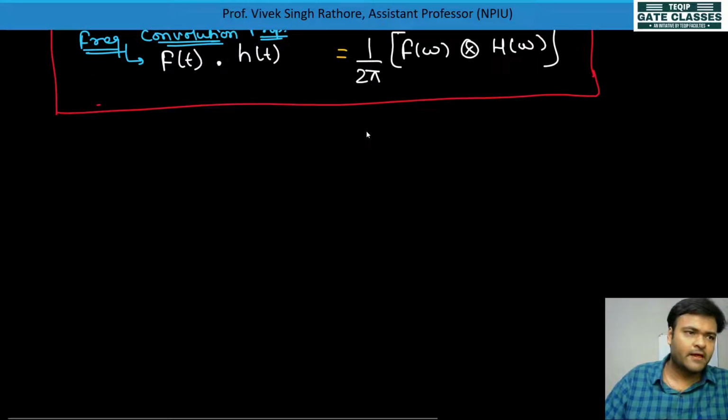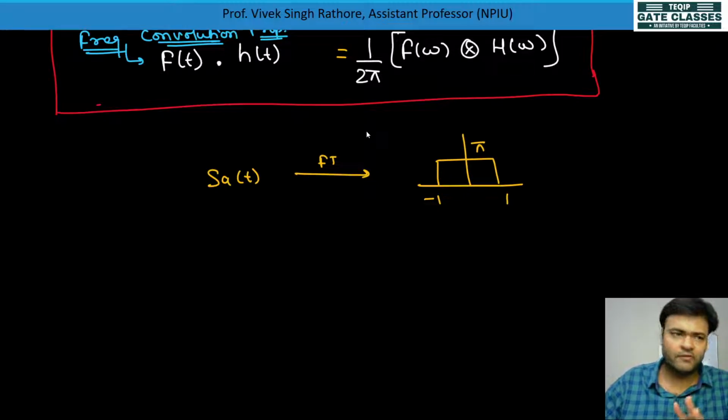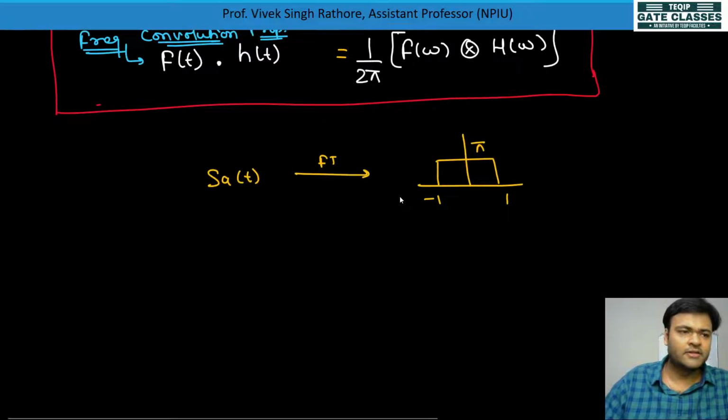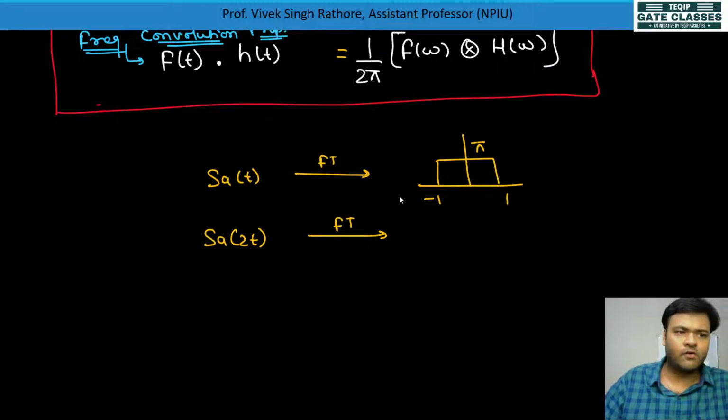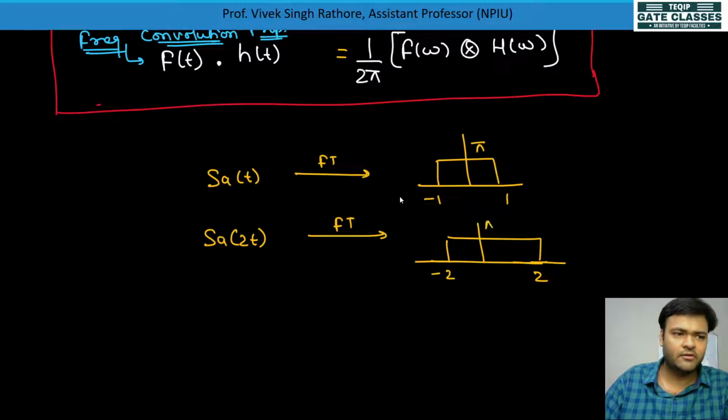So let's see, the sampling of t in the frequency domain, what will you get? You'll get minus 1 to 1 into pi. This you have to remember, I have told you many times to remember it. Sampling of 2t will be its Fourier transform. Now, if in the time domain there is compression, then in the frequency domain it will be expansion. So minus 2 to 2, and the magnitude will not be half; whatever the scaling factor is, it will be 1 by a. So here pi was there, so pi by 2 will be there.